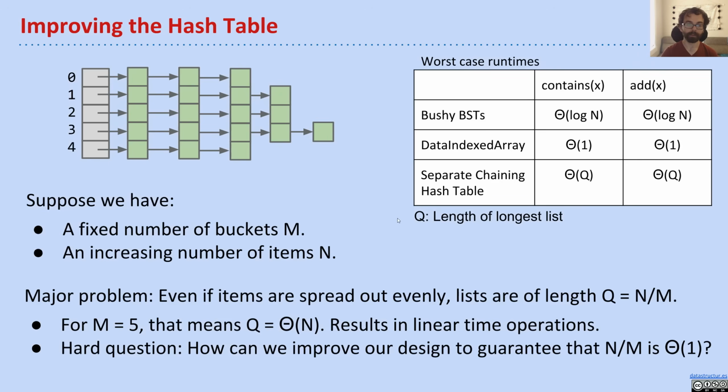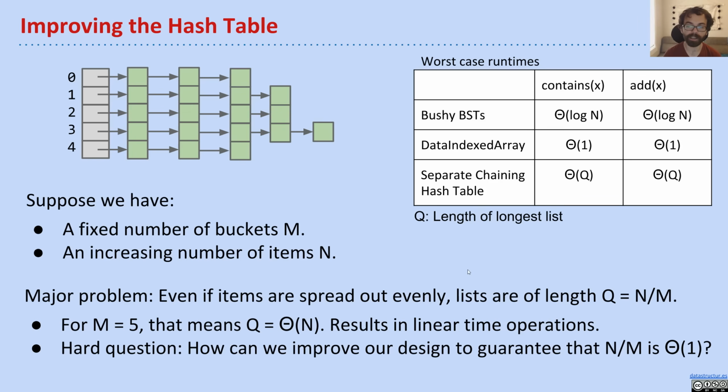Okay? So let's focus for now on the case where items are spread out perfectly evenly. That is, all of our lists are of length n over m, and they're all equally long. They're q. They're all the longest list. They're all n over m. So for m equals 5, as we just saw, that means that q is going to grow linearly, which gives us linear time operations, which is very bad.